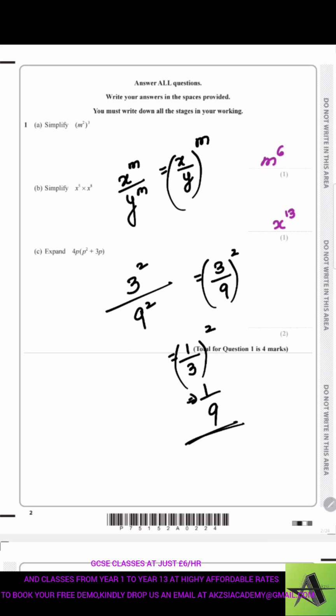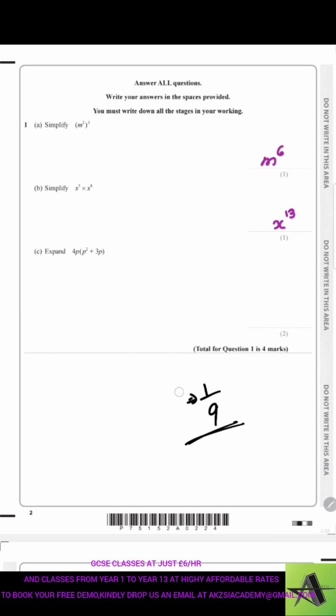The next indices rule says that anything to the power of 0 is always 1. So x to the power of 0 is 1, a to the power of 0 is 1, 1000 to the power of 0 is 1. It doesn't matter whatever the base number, the answer is always the same. So if I say negative 100 whole to the power of 0, still it's 1.